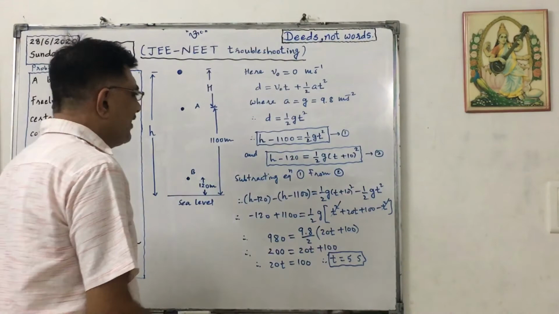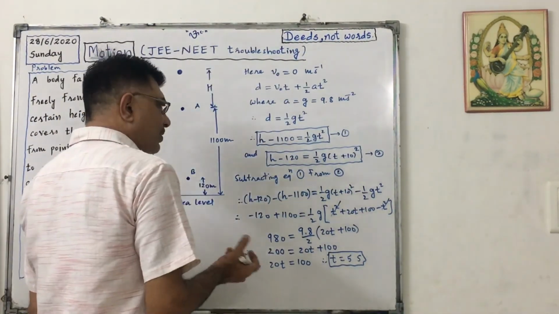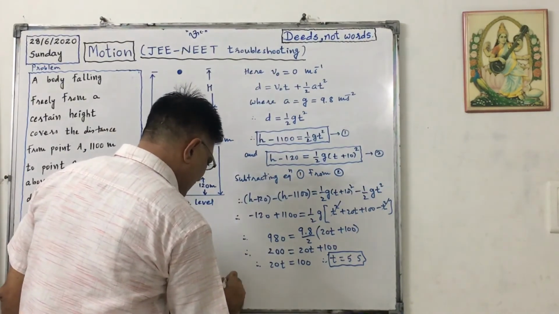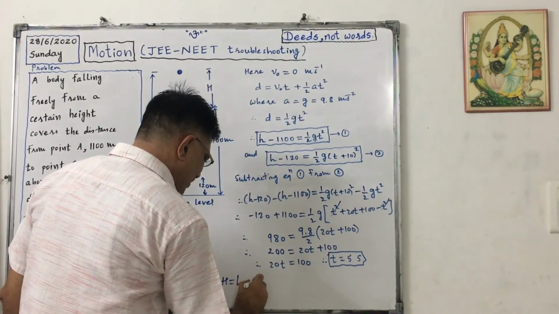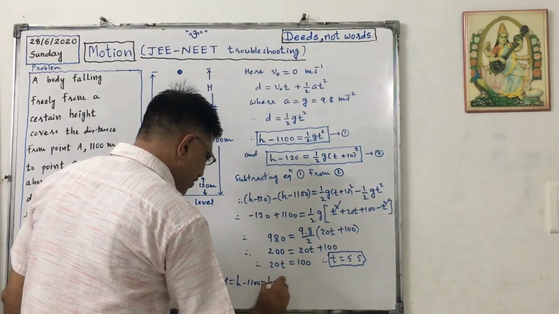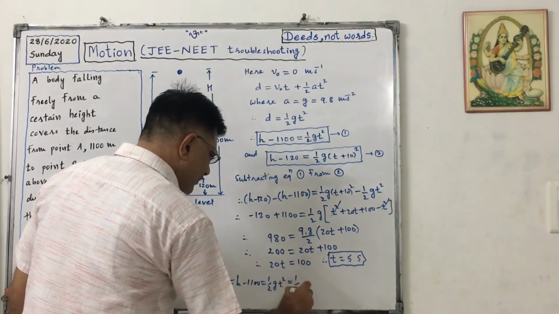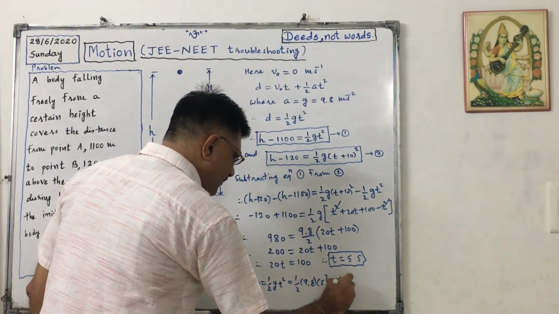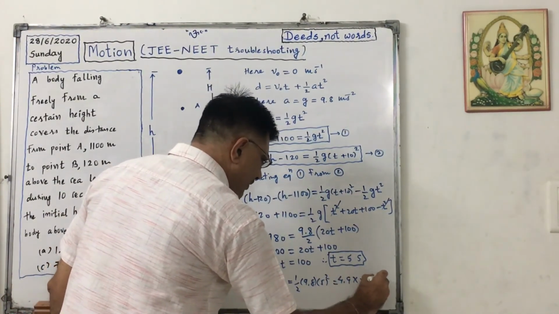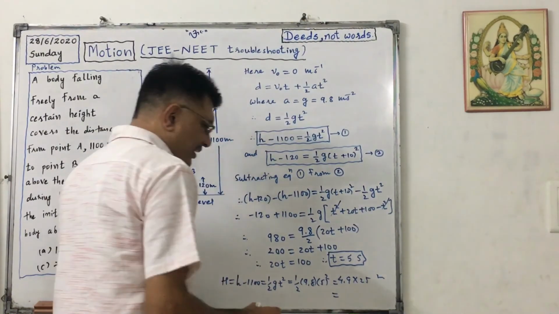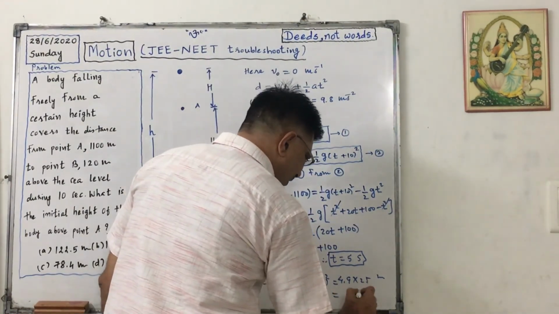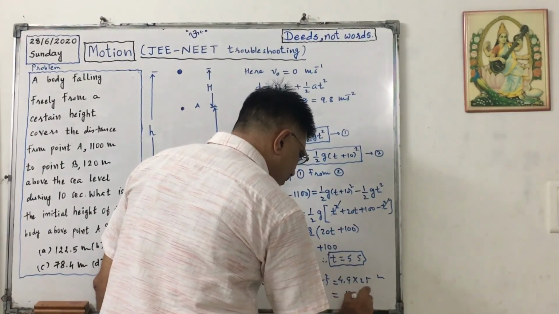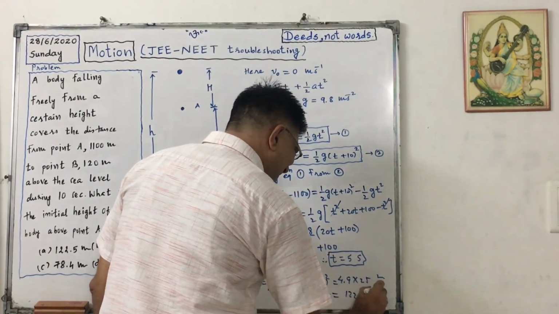Now we can find out h. We can directly find out h minus 1100, that is capital H. Capital H equals h minus 1100 equals half g t square. That will be equal to half into 9.8 into 5 square. That is 4.9 into 25 meter. 25 nines are 225, so 122.5 meter. That is the answer.